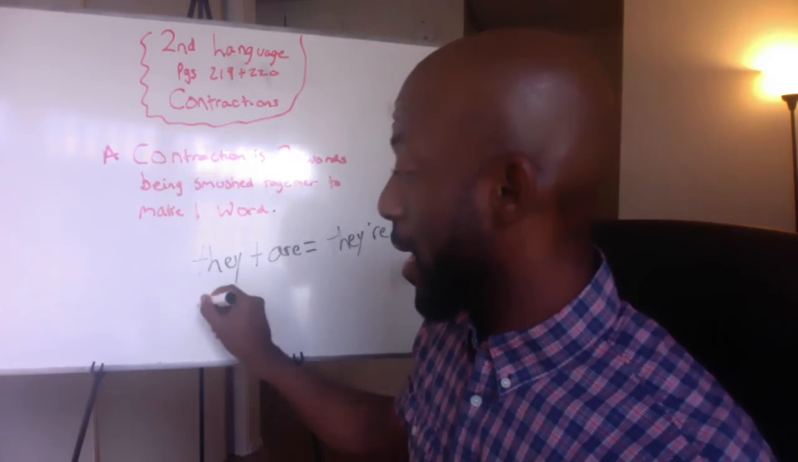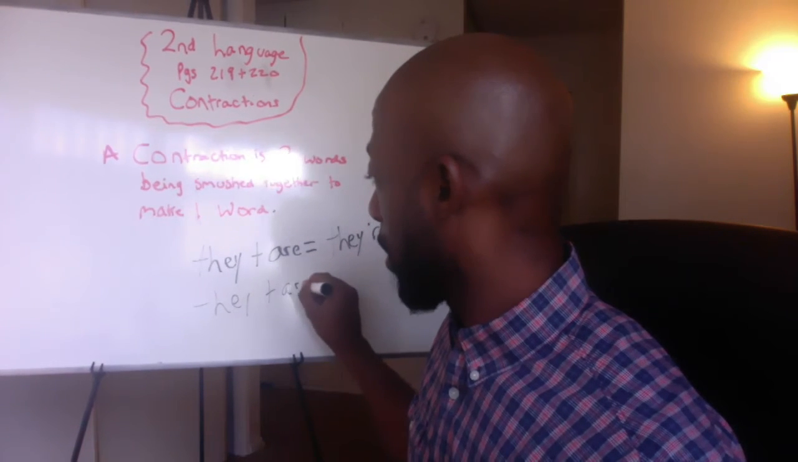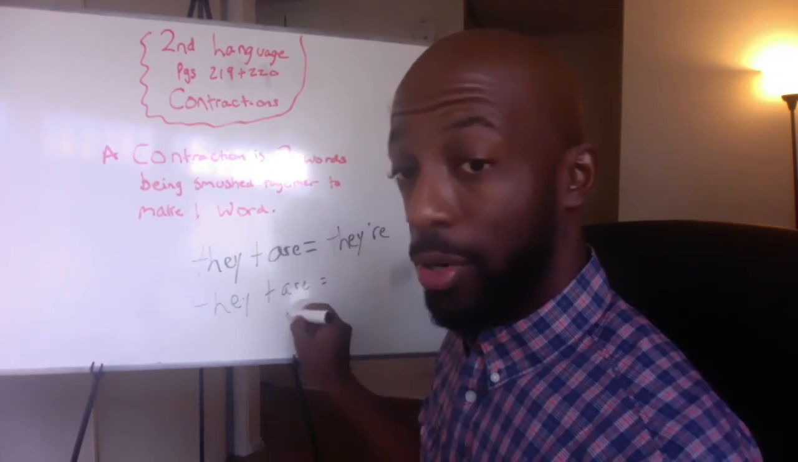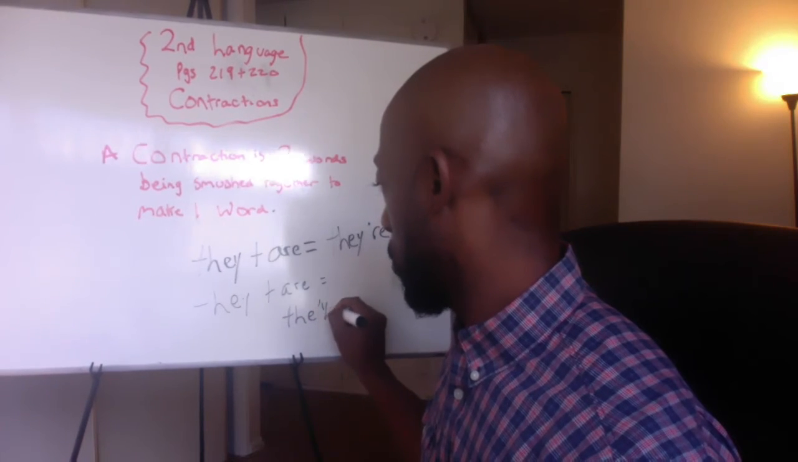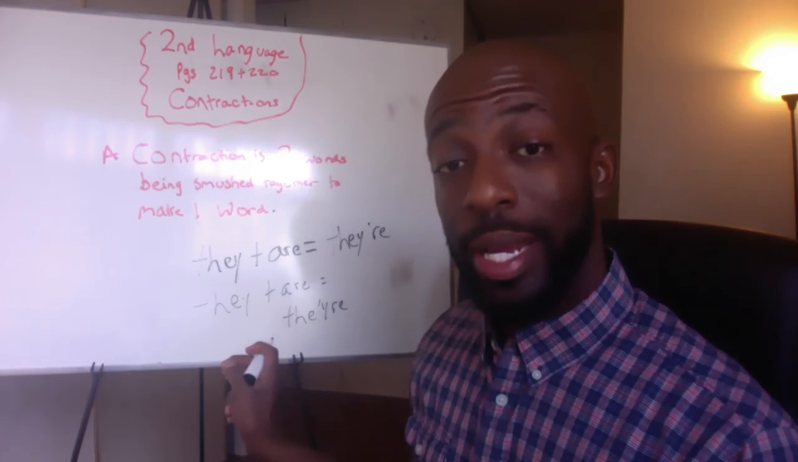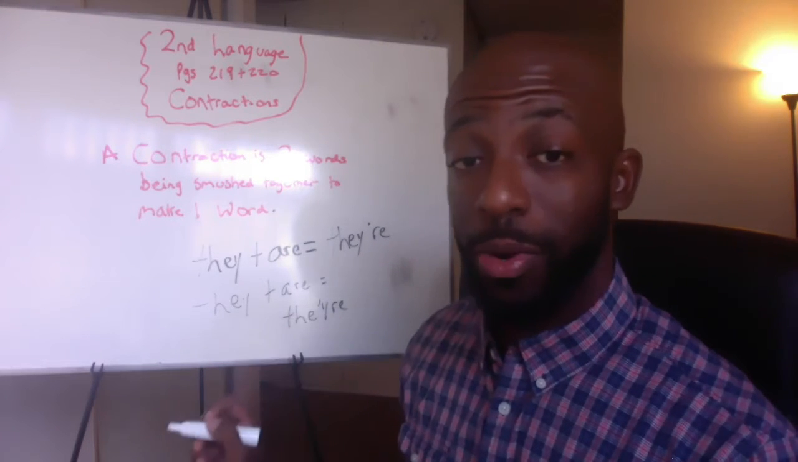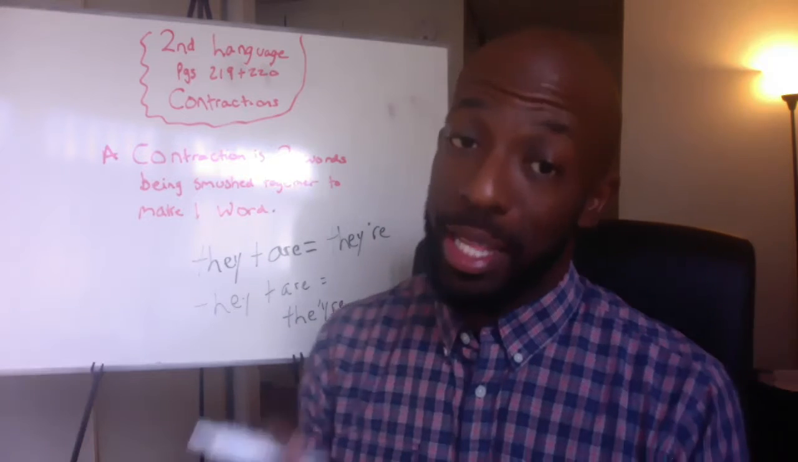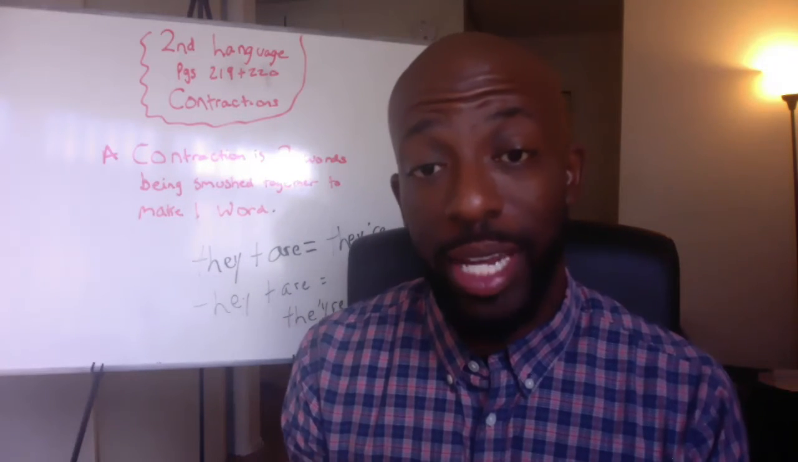Because if you have they plus are equals, and then you write the word wrong, you see that? Does that look right? Now you're trying to make one word, but you did the spelling wrong. You put the apostrophe in the wrong place. The apostrophe being in the right place is just as important as making sure the contraction is right.